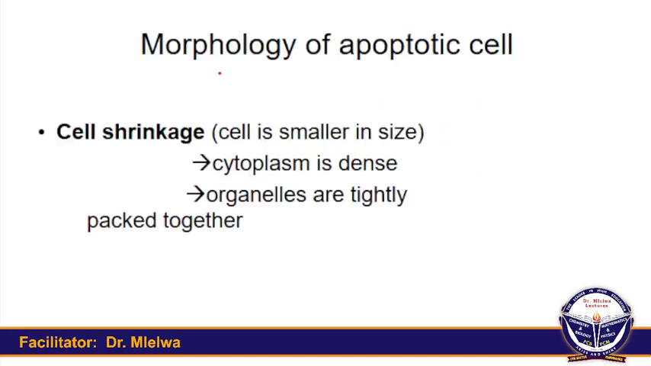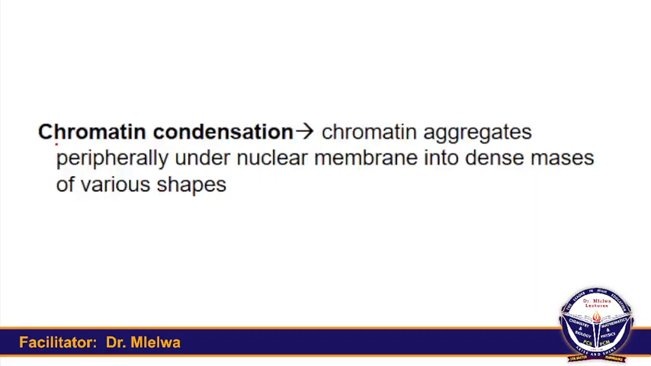Morphology of apoptotic cell, kwamba katika apoptotic cell tutaobserve nini? What will be observed in the apoptotic cell? We observe cell shrinkage. Cell is smaller in size. Cytoplasm is dense and organelles are tightly packed together. So cell becomes small. Cytoplasm is dense kwa sababu vitu vinakuwa vimebanana. So we observe cell shrinkage. Angalia sana hizi, alafu ulinganishe na zile za kwenye necrosis.